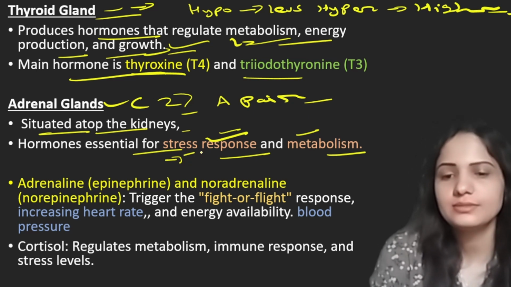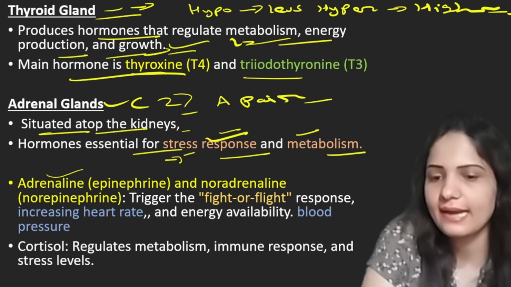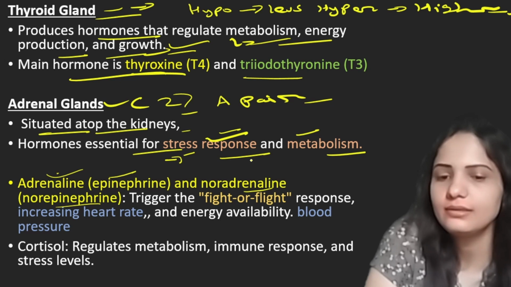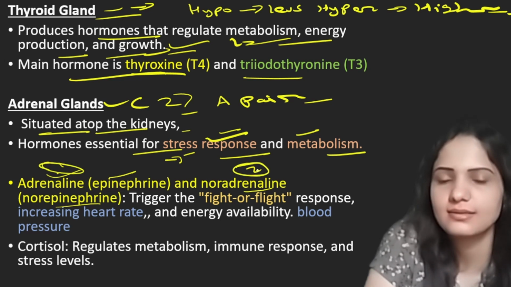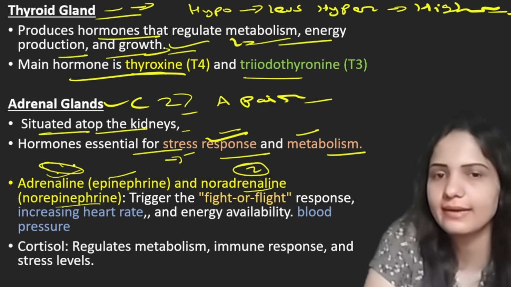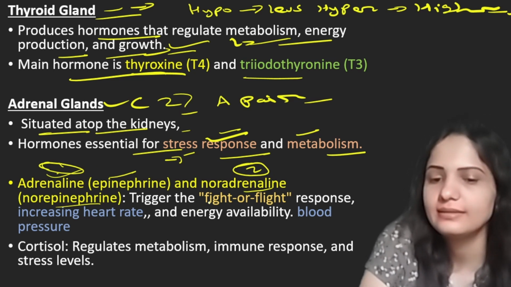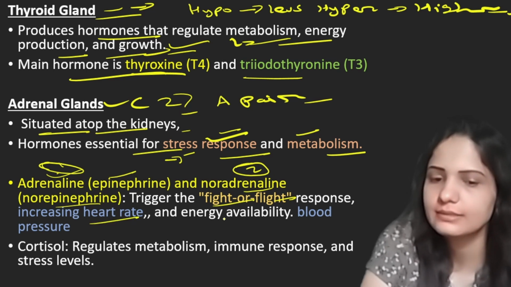Now, to generate this stress response, we have these hormones: adrenaline, epinephrine, and noradrenaline, norepinephrine. You have to remember these two names, adrenaline and noradrenaline, which are secreted by the adrenal glands. They trigger the fight or flight response, increasing the heart rate, energy availability, and blood pressure.